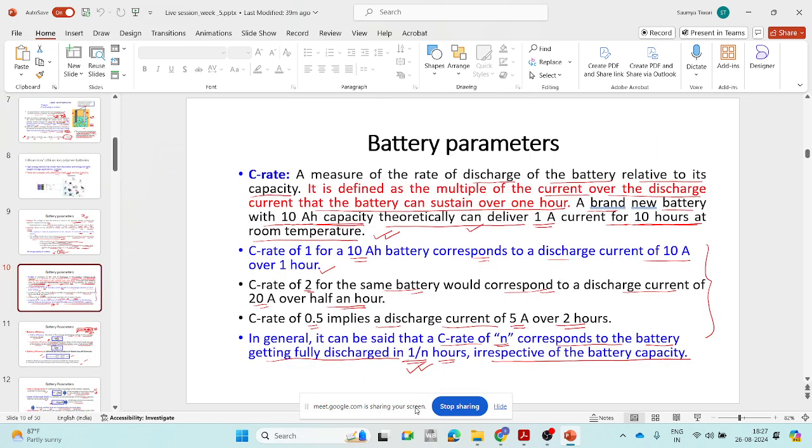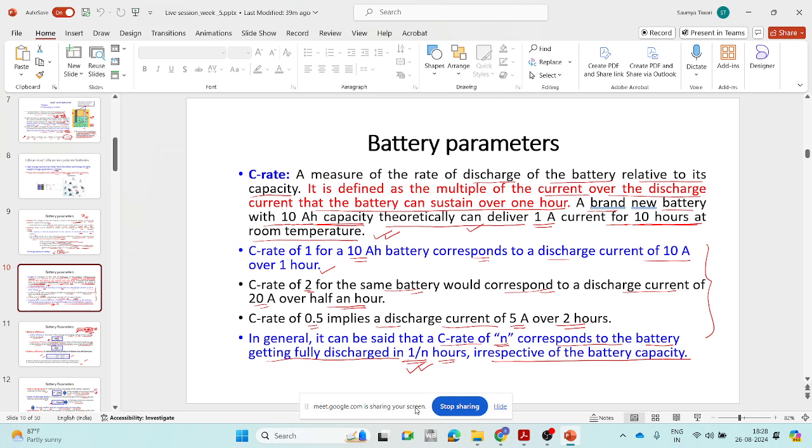So C rate. C rate is a very important parameter. C rate basically tells what is the rate of discharge of a battery relative to its capacity. So say your battery capacity is 10 ampere hour. If you're talking about 1C, a 1C rate of discharge means that if you are drawing current from this battery at 10 ampere, it will be fully discharged in 1 hour. Okay, if you're talking about a C rate of 2, then the same battery of 10 ampere hour capacity, if you're drawing a current of 20 ampere, it will discharge in half the time.